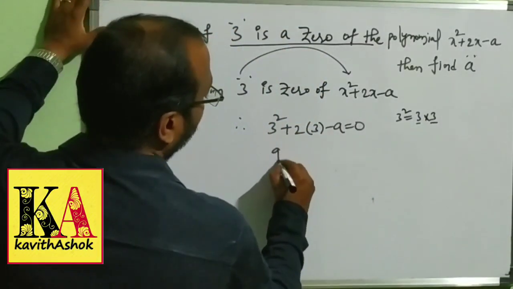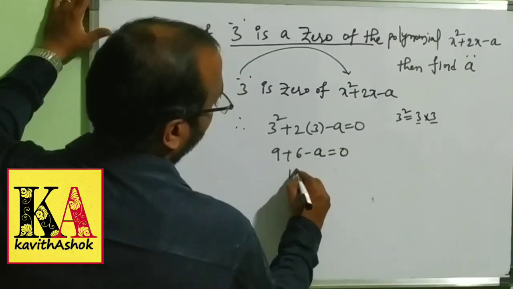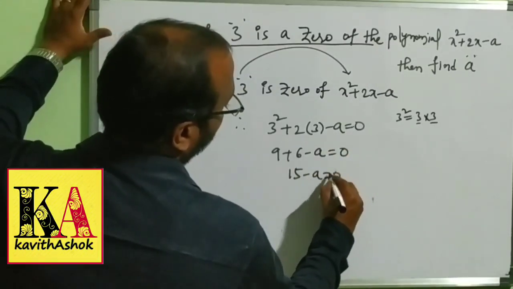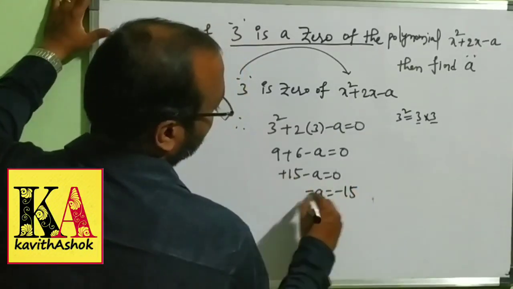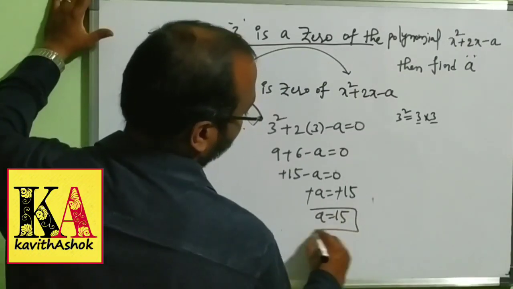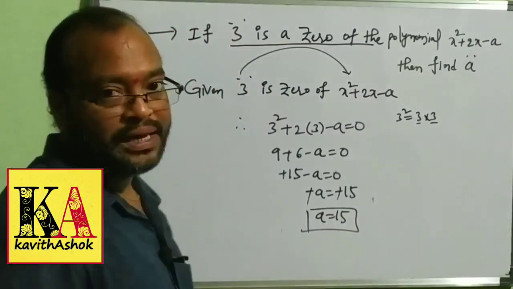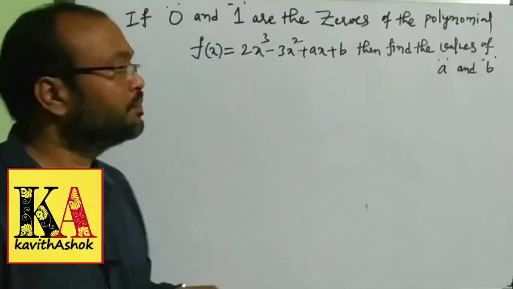So then 9, 2 threes is 6, minus a equal to 0. 15 minus a is equal to 0. Minus a is equal to minus 15. Why? Because this is plus 15. Minus minus get cancelled. a is equal to 15. So simply we can calculate the value of a if the problem is given like this.